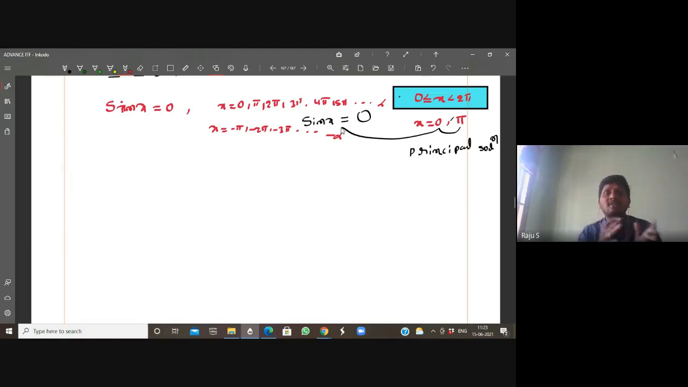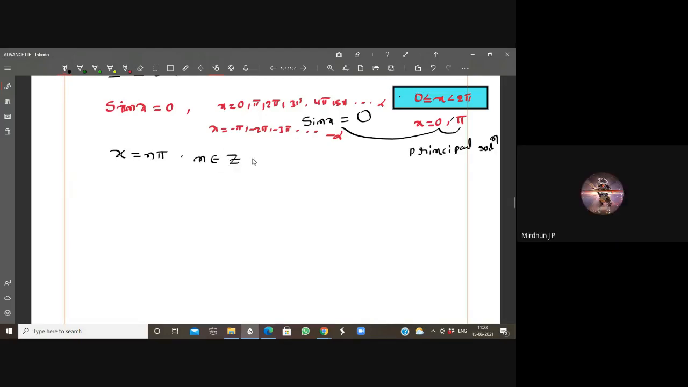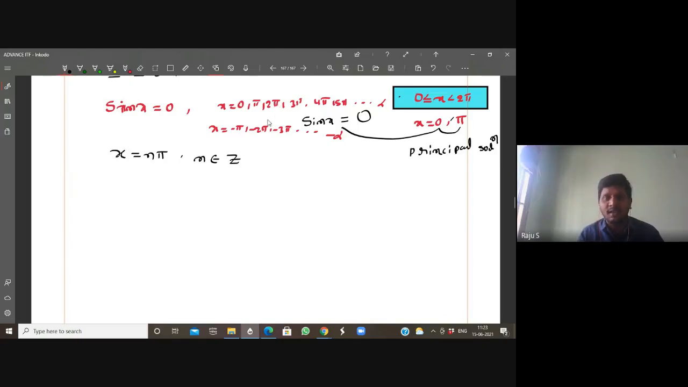But can you write this in a general representation? N pi. Exactly. We can write x is equal to n pi, where n belongs to integers, not real numbers. When x is equal to n pi, sin n pi is always 0 when n belongs to Z. You should not write n belongs to real numbers. This is the general solution.